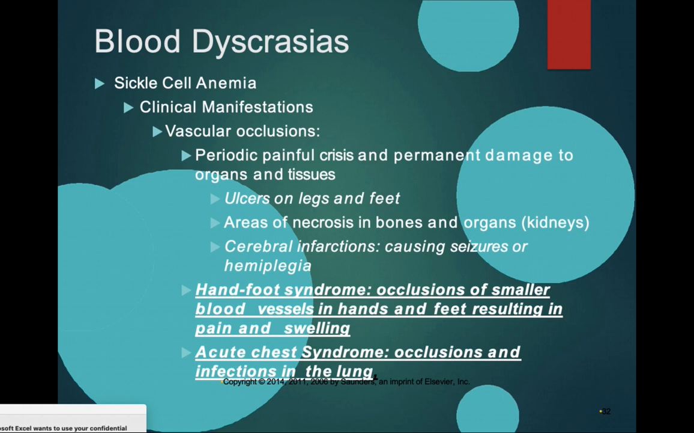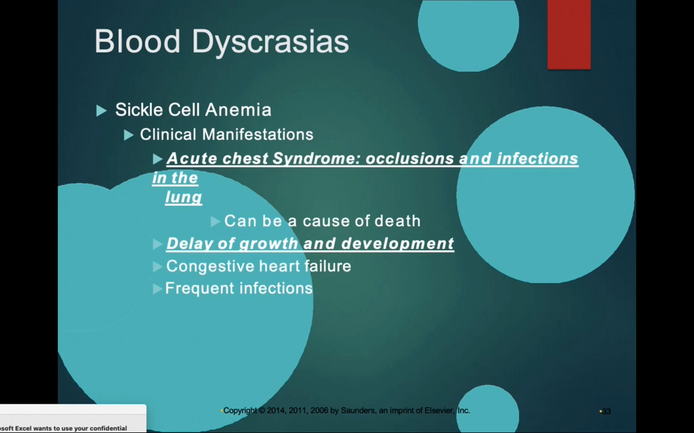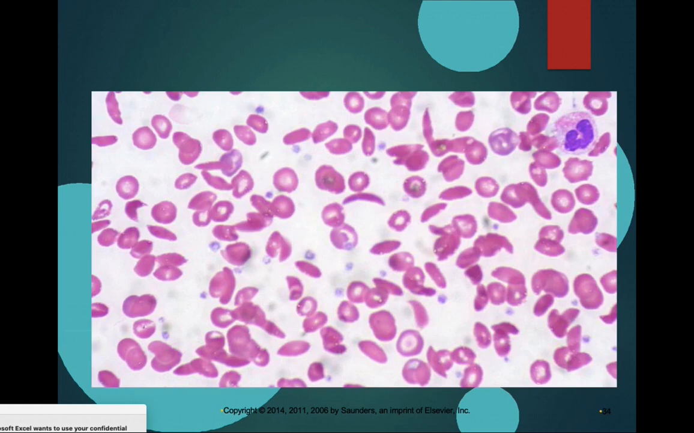Hand-foot syndrome, occlusions of the smaller blood vessels in the hands and the feet that result in pain and swelling. Because the blood vessels get a little bit smaller at the tip of the fingertips and to the toes, it's called hand-foot syndrome. And then there's acute chest syndrome, which is occlusions and infections in the lungs. And this can cause death. There can be the delay of growth and development, congestive heart failure, and frequent infections with sickle cell anemia.